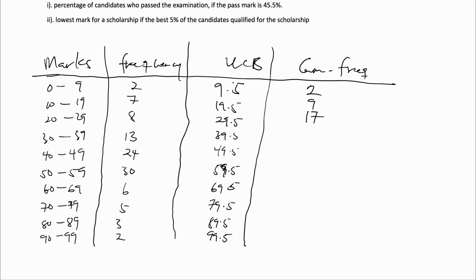So 13 plus 17, we have 30. 24 plus 30, we have 54. 30 plus 54, we have 84. 6 plus 84, we have 90. 5 plus 90, we have 95. 3 plus 95, we have 98. And 2 plus 98, we have 100. So this will be our cumulative frequency table.